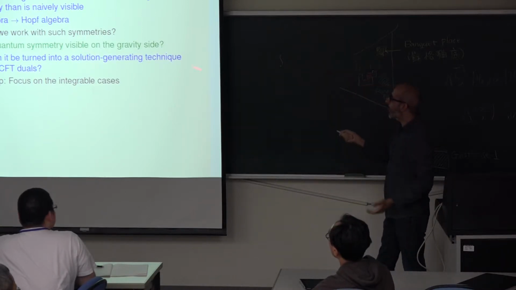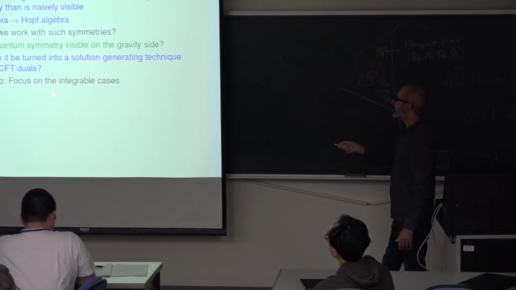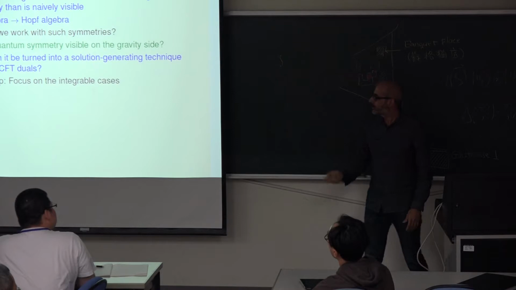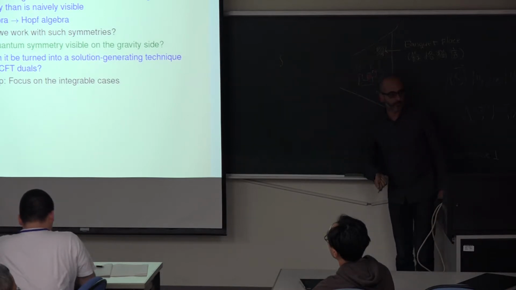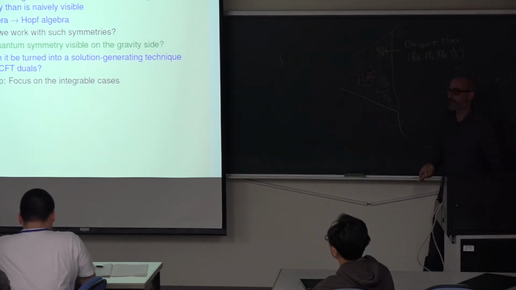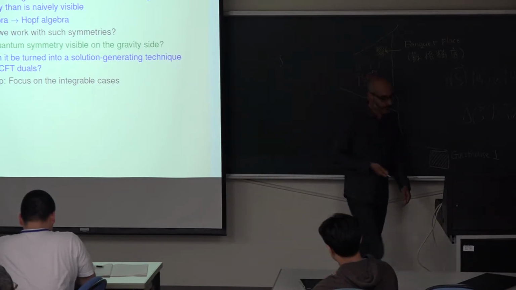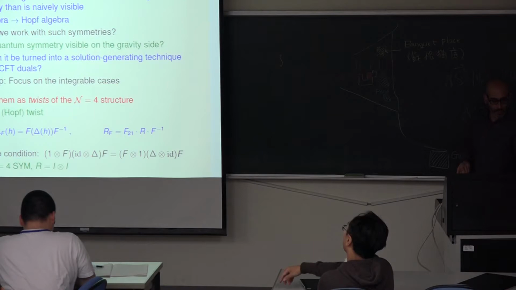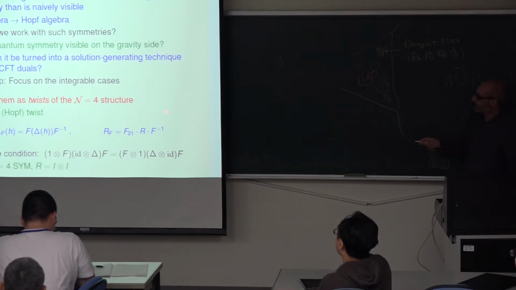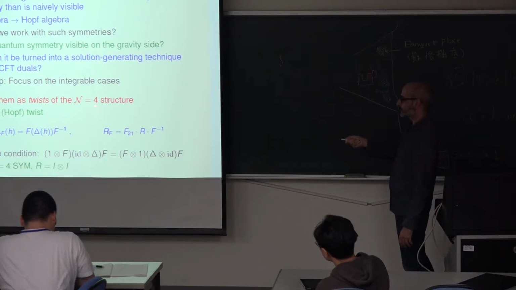So how is this encoded, if it is encoded on the gravity side? Yeah, and can we construct a solution generating technique? So first, I'm going to focus on the integrable cases. And that's all I can do now for a reason I'll explain. But the goal is, of course, to do this for the full story. So I'm going to find these integrable theories as twists of the N=4 structure.